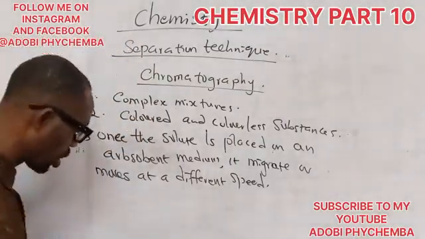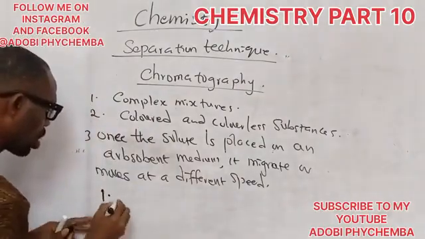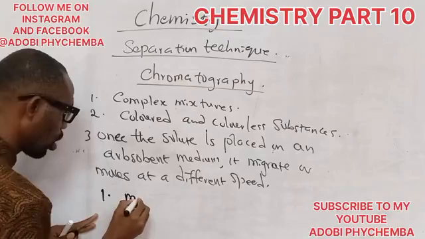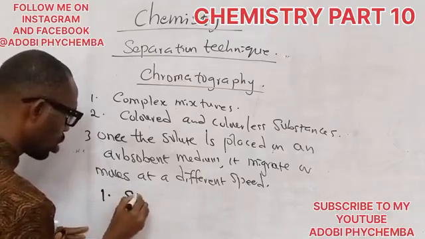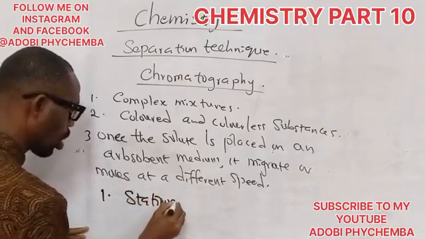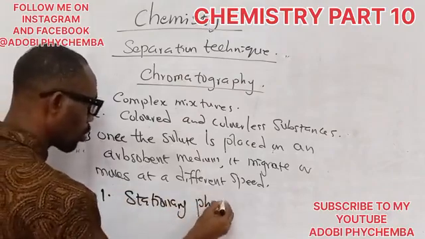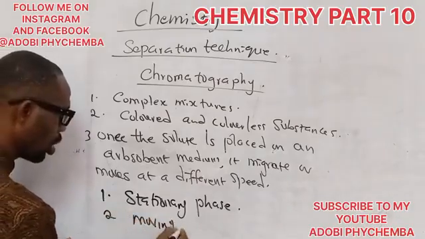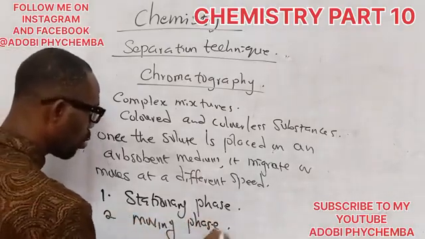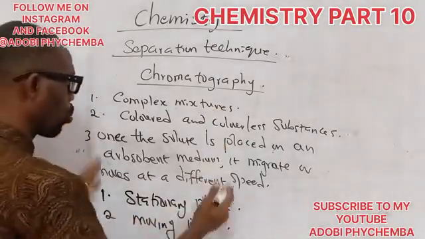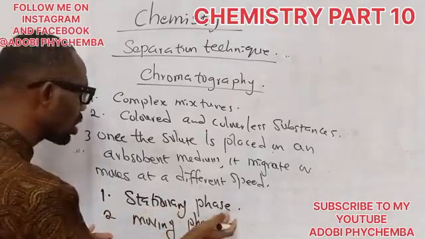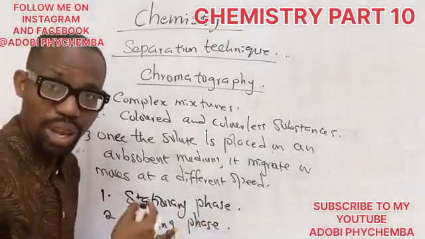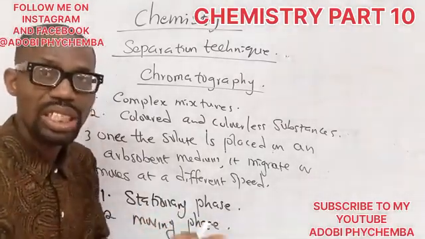Now, I want you to also know that there are two phases in chromatography. The first phase is called the stationary phase. The second phase is called the moving phase. These two phases are very important in chromatography. Now, what is the stationary phase? This is the phase in which the solute is absorbed.